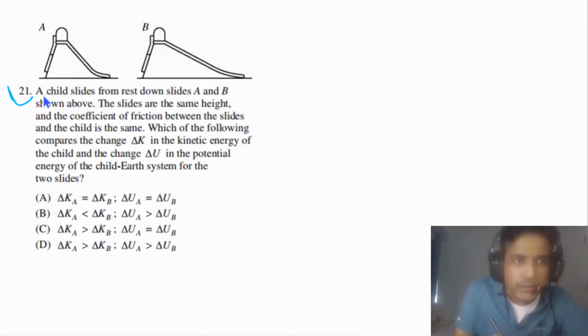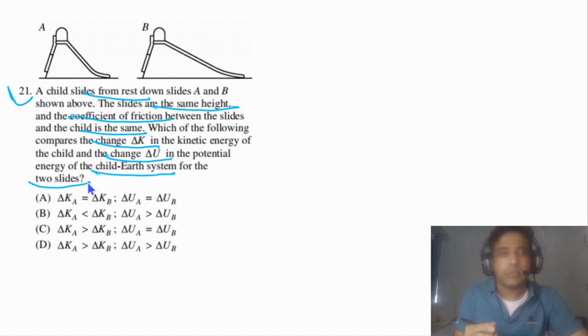Question 21 says a child slides from rest down slides A and B as shown above. The slides are the same height and the coefficient of friction between the slides and the child is the same. Which of the following compares the change delta K in the kinetic energy of the child and change delta U in the potential energy of the child-Earth system for the two slides?